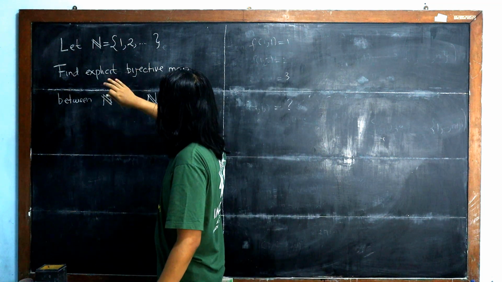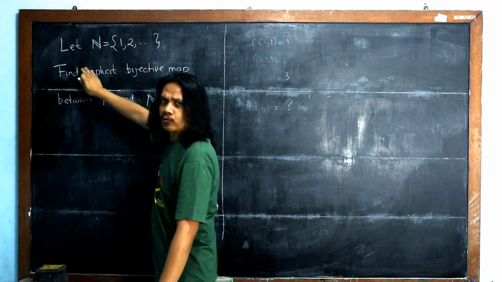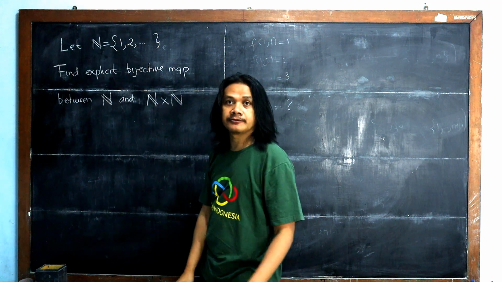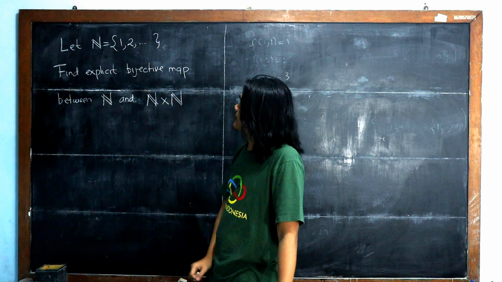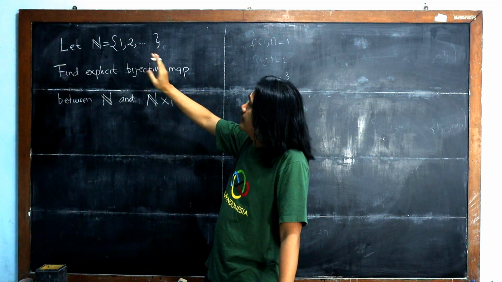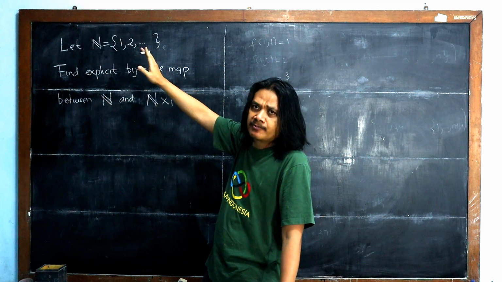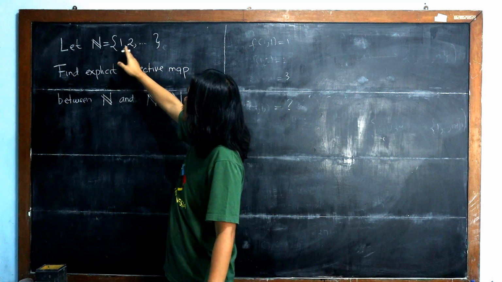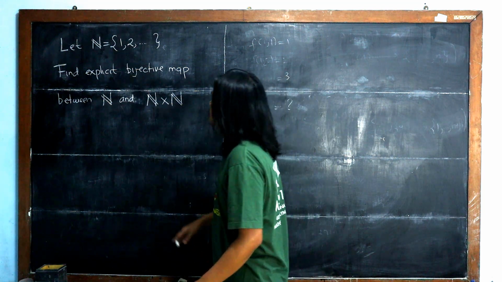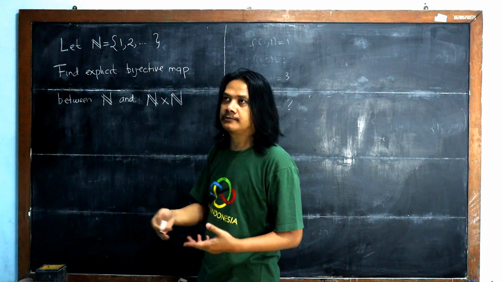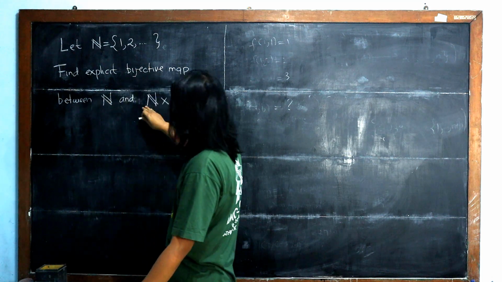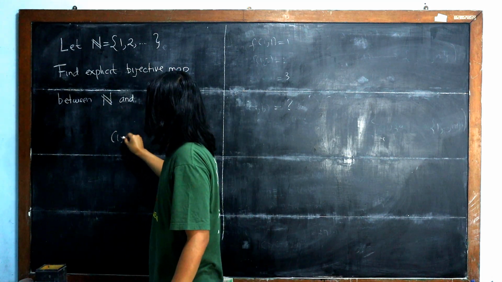So first of all, the notation N that we use is for the positive integers. Some other people use N for the non-negative integers, starting from 0, 1, 2, and so on. But in this video, we use the notation N for all positive integers. So we're going to list all elements of N cross N as follows.